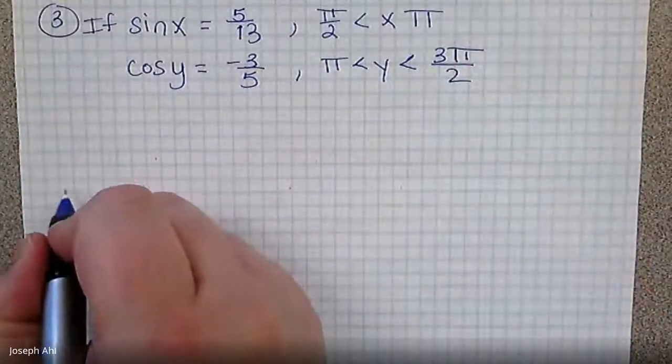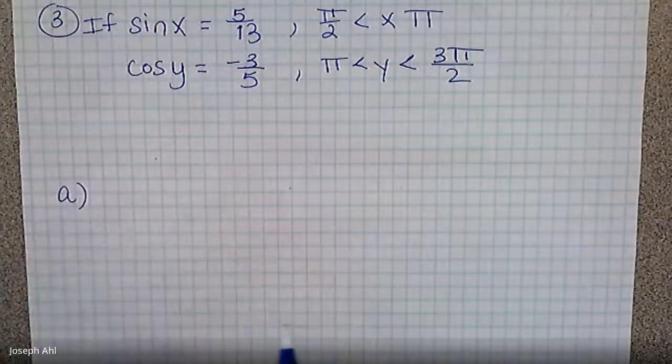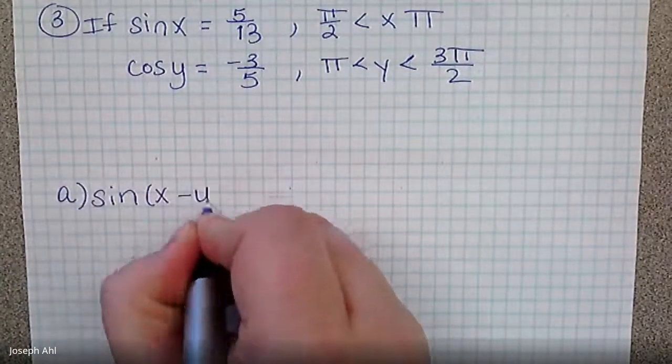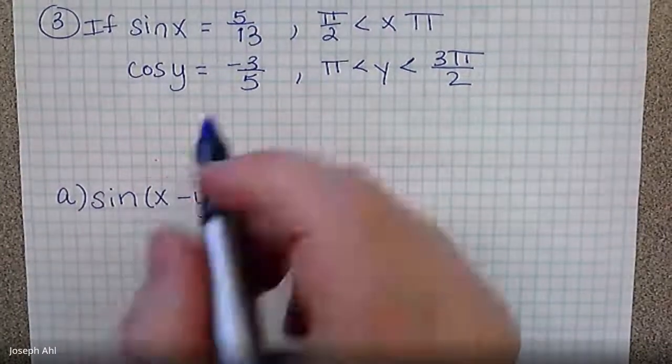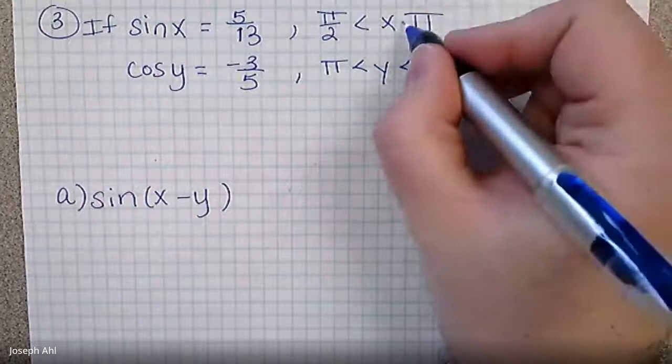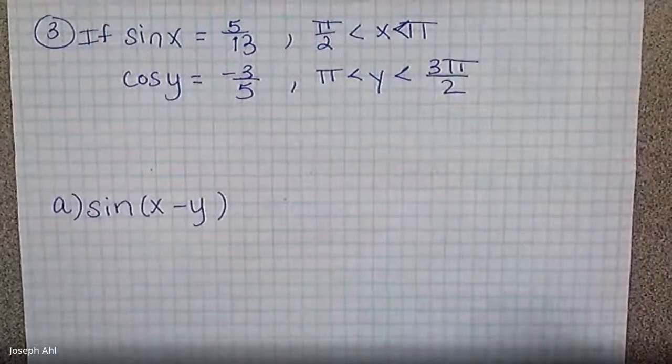So the first thing I'm going to find, I'm actually going to give myself some space up at the top. In part A, I'm going to find what is sine of x minus y. So what would be sine of the difference of these two angles in question? Oops, there's supposed to be a less than sign there. You guys can add that in.